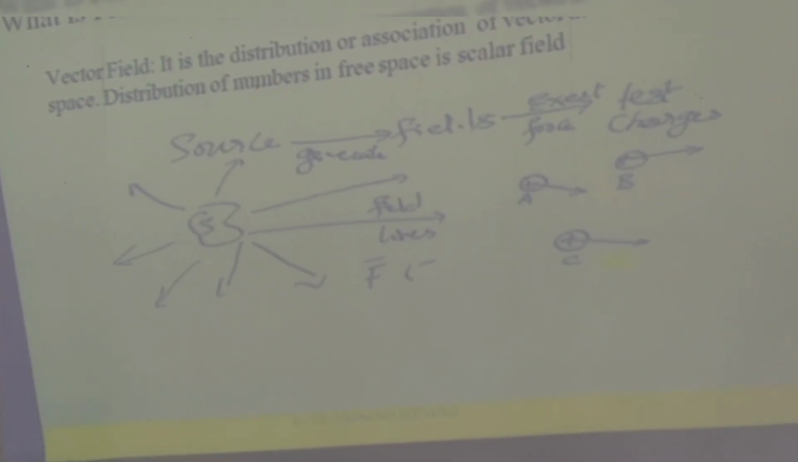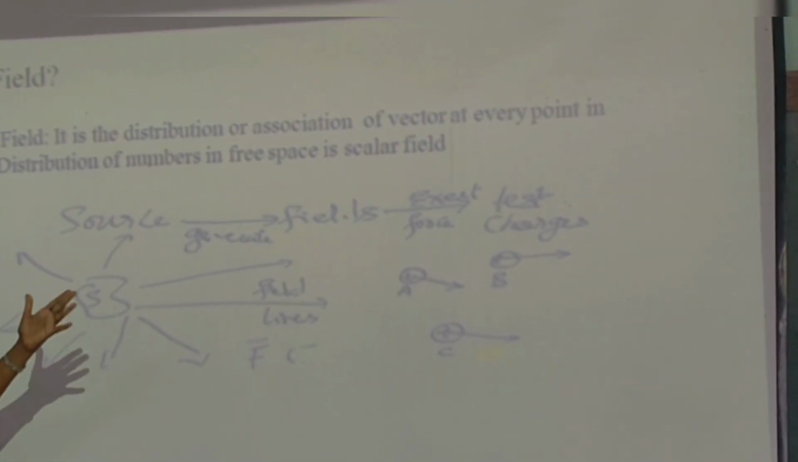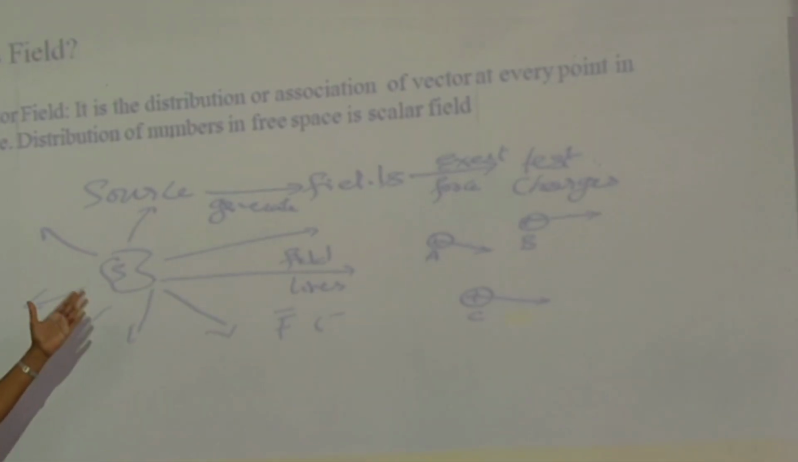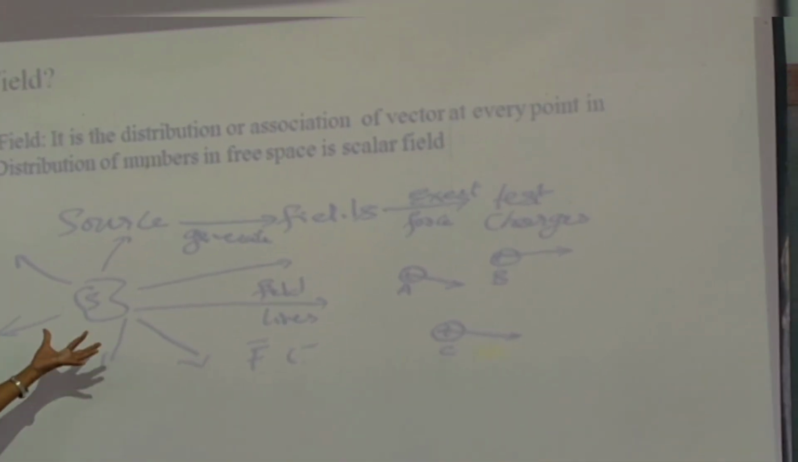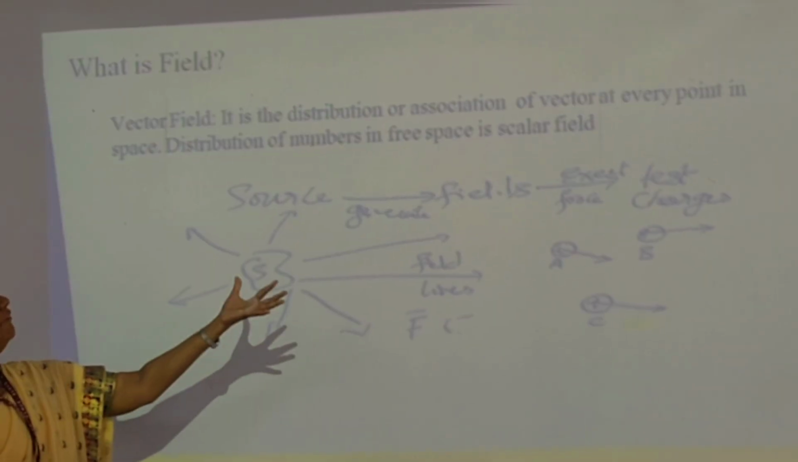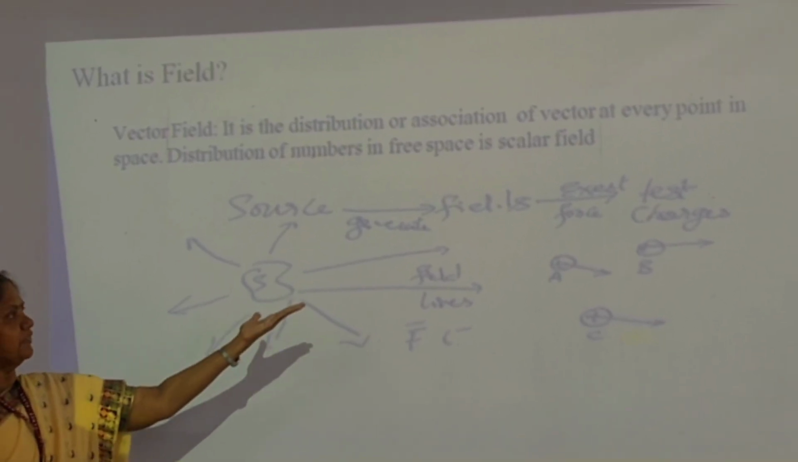So this is a diagram which shows the source. Source is nothing but charges. So when you exert the source, you have got lines spread apart. These lines are called field lines. So force exerted on a charge will give you field. So force exerted on a charge is called field.